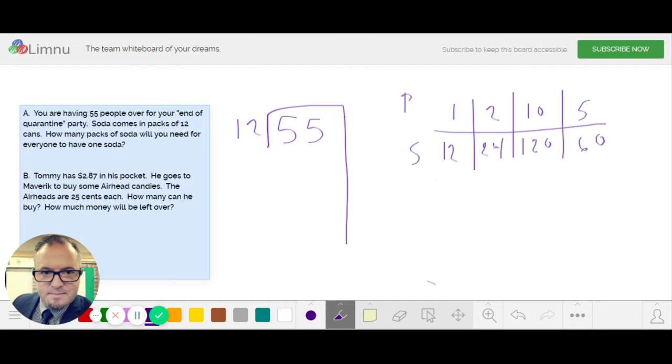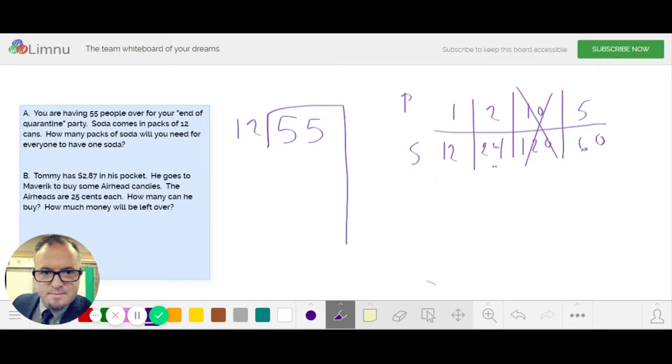Now, with our dividend being 55, we know that 120 is too much, so we can take that off of our ratio table and ignore it. The next thing we can look at is, well, 60 is larger than 55, but I'm going to leave that there, and we'll come back to that in a moment. When we look at what we have here, which number on our ratio table is closest to 55 without going over? That would be 24.